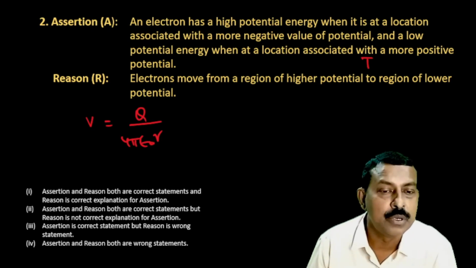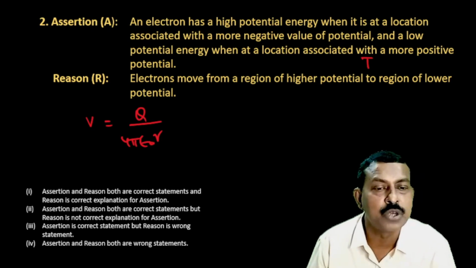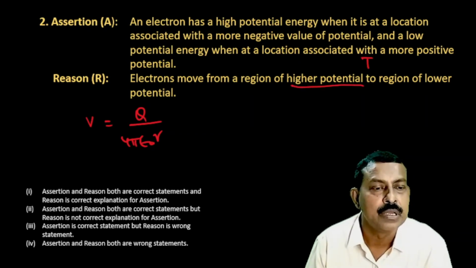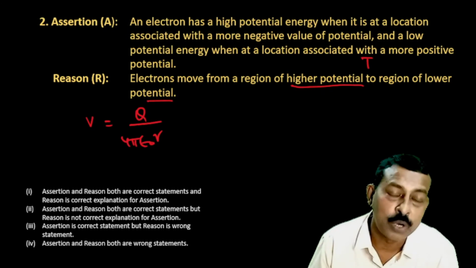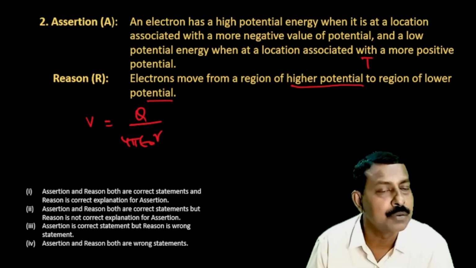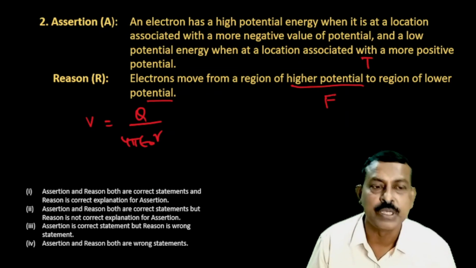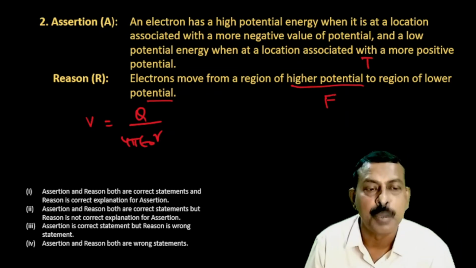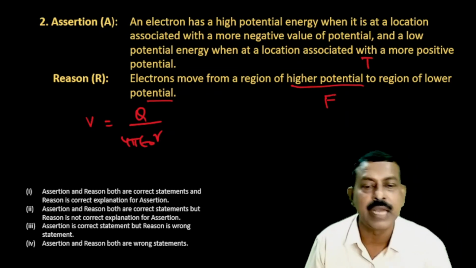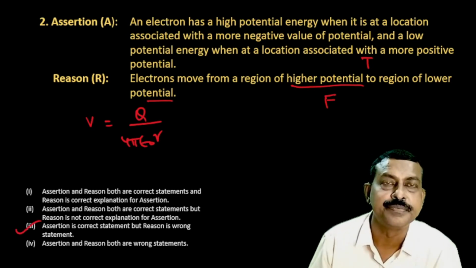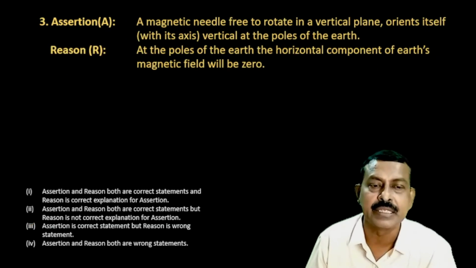So if you look at this statement, electrons move from the region of high potential to lower potential, this is an incorrect statement, or it is false. So here assertion is true, but reason is false. So in that case, which is the correct option? The third one will be the correct option. Let's take the next question.